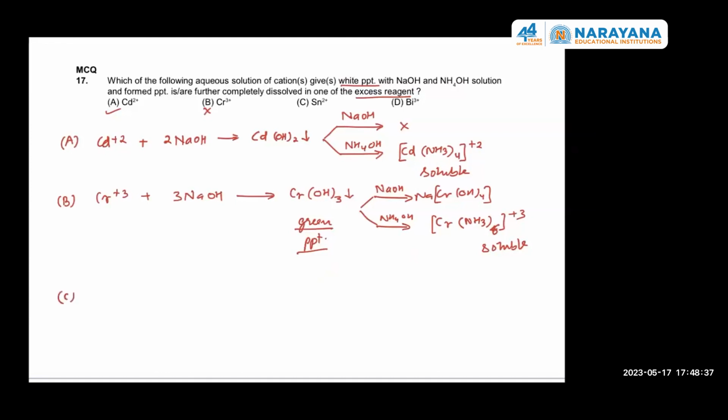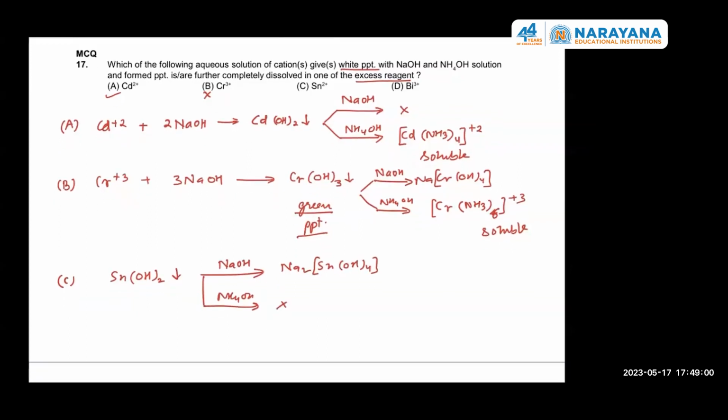Again, in case of C, we will check that Sn(OH)2 is the precipitate which will be formed. And in excess of NaOH, it will form Na2Sn(OH)4. This will be soluble. In case of excess of ammonium hydroxide, no precipitate will dissolve.